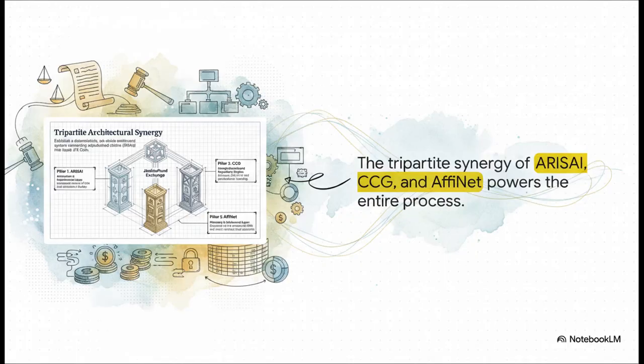And as we wrap up, it's important to see how this all holds together. This entire process, from start to finish, relies on the synergy between 3 distinct pillars. You have RSI for the notarization and legal framework. You've got CCG running the compliance engine, making sure all the rules are followed. And you have AFINET acting as the fiduciary, the custodian of the assets. Each one is crucial. Together, they make it all possible.